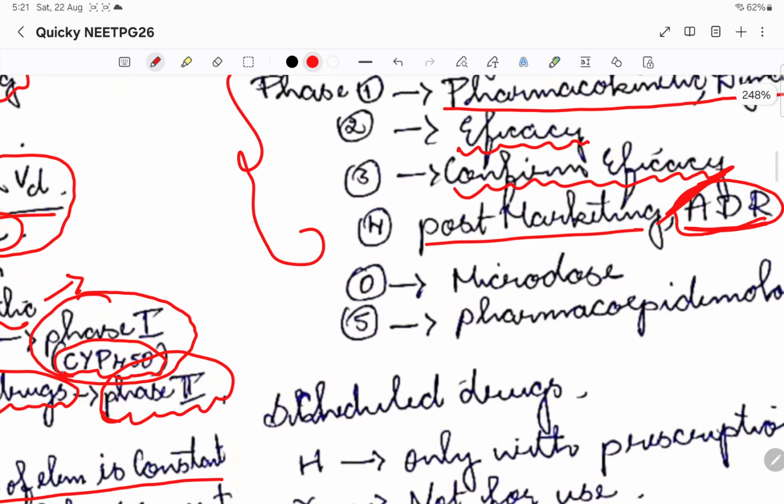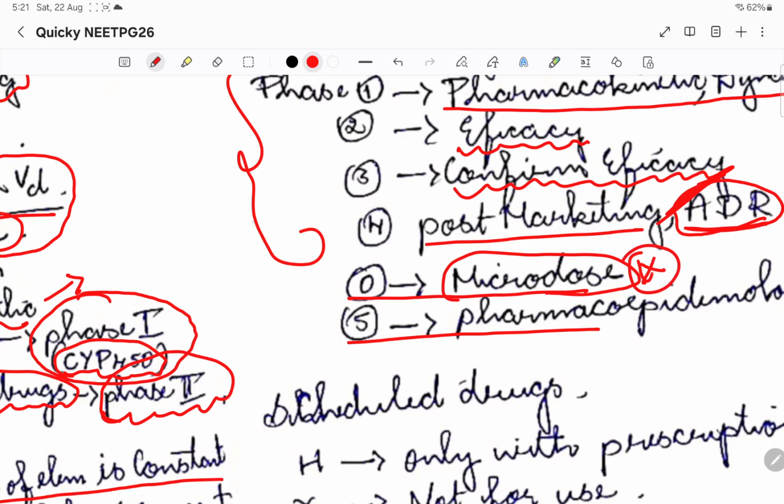Then phase 0 and phase 5. These are not in the 4 phases of drug trials. In phase 0, what we check is whether it works in micro doses. Does the drug show efficacy in micro doses is what we are testing in phase 0.